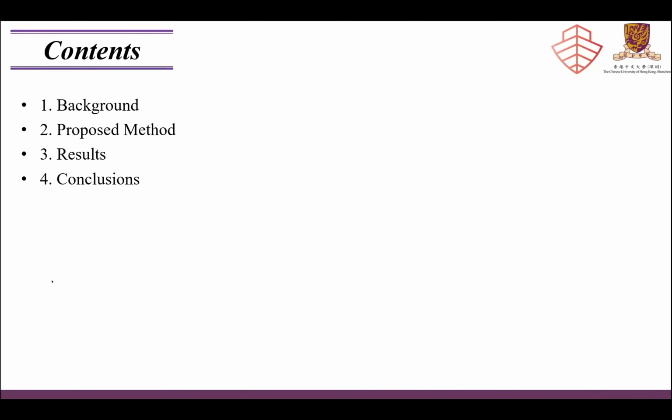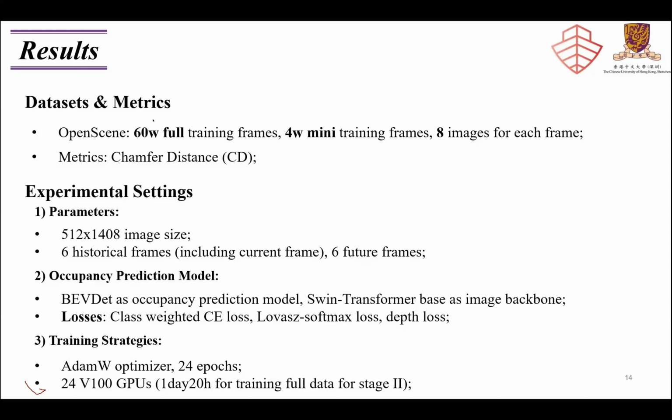The BEVDet with Swin Transformer base as the image backbone is leveraged as our occupancy prediction model. And different from the original BEVDet, we use the class-weighted cross entropy loss and the Lovasz softmax loss to improve performance. We train both stages within 24 epochs. Here are our point cloud forecasting performances. It is obvious that our method achieves state-of-the-art performance.